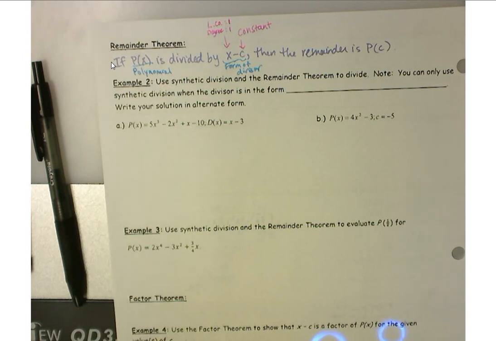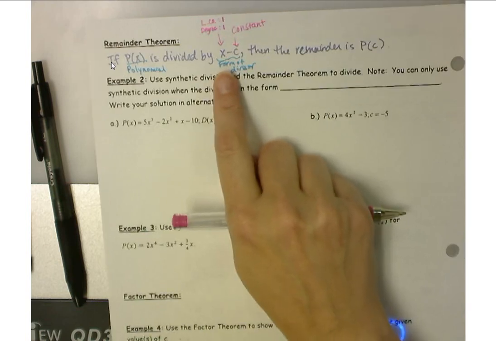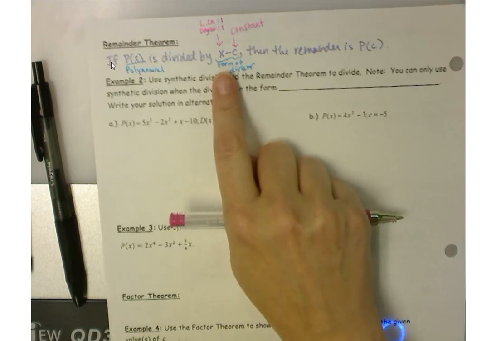Now, the reason why that is important is because if you're going to use synthetic division, you have to have that form of x minus c. So you can always divide anything with long division. You can't always use synthetic division. Okay? If it's not in this form, x minus c, then you are not going to get the correct answer when you use synthetic division.